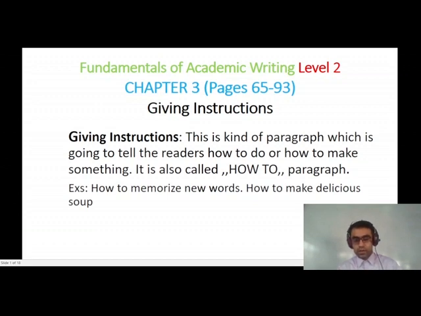So this is the topic for a how-to paragraph, which is going to tell the readers how to memorize the new words. So it's going to discuss the ways for the readers how to memorize the new words. Or second example, how to make delicious soup. This one is going to tell the readers how to make a good or delicious soup. It's going to describe all the process and all the steps for making a good soup. So how-to paragraphs usually talk about how to do something or how to make something.